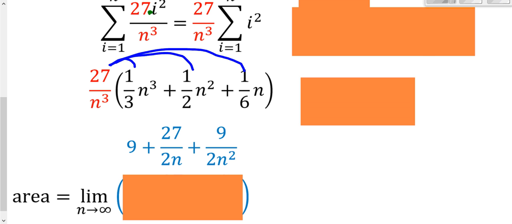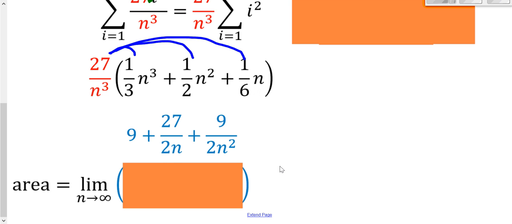Now, all we have to do is distribute through. So distribute through, distribute through, distribute through. When we do that, we would get this here. Now, that's the sum of all your rectangles. But remember, we said we were going to have our limit of the number of rectangles go towards infinity. So we're basically taking a look at the limit of this going towards infinity.